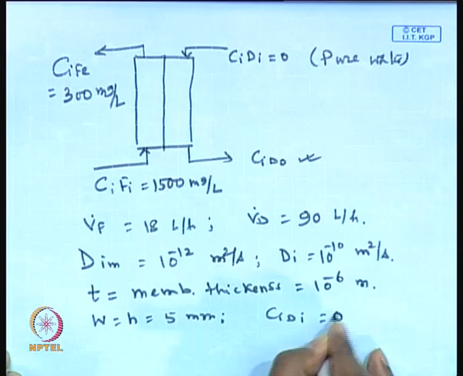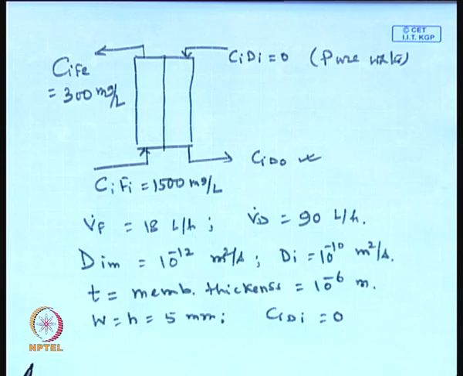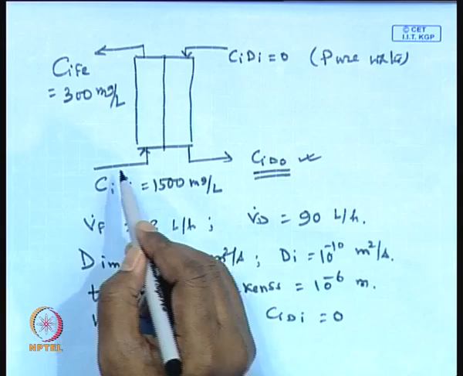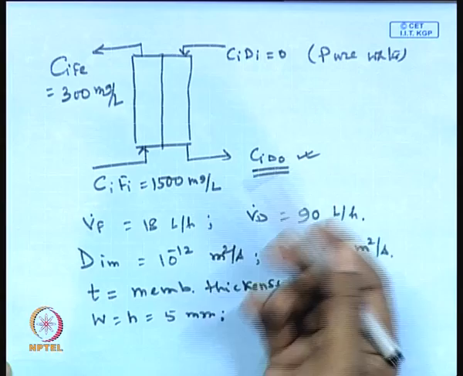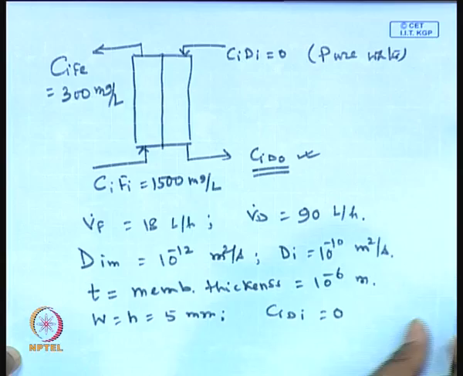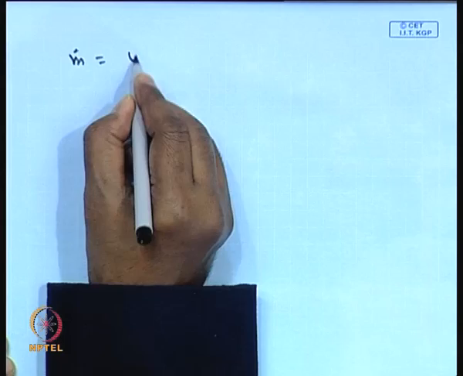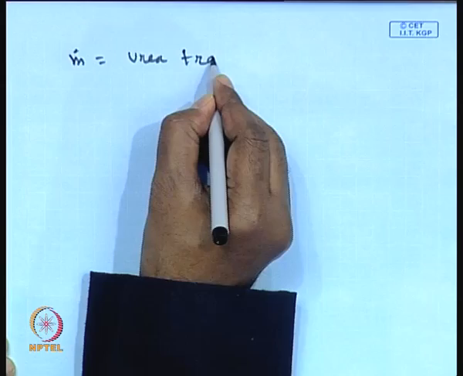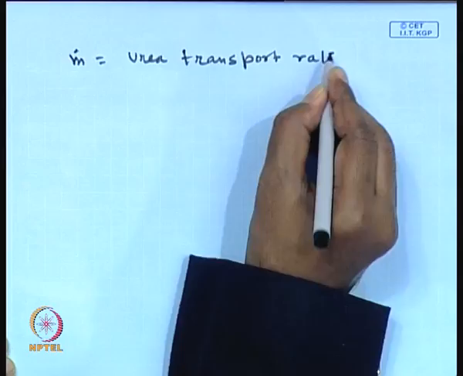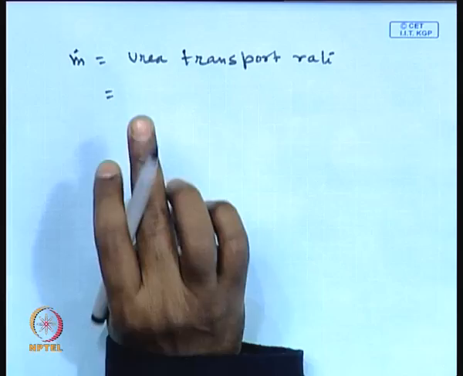what the first step we will be doing, we have to calculate the log mean concentration difference. In order to calculate the log mean concentration difference, you require to know what is the value of CID naught. So, that can be calculated using an overall urea balance in the system. The amount of urea that is being lost in the feed chamber should be gained by the dialyzed chamber. Okay. So, m dot is the urea transport rate, and this will be nothing but urea transport rate from the feed chamber to the dialyzer chamber through the membrane. Okay.